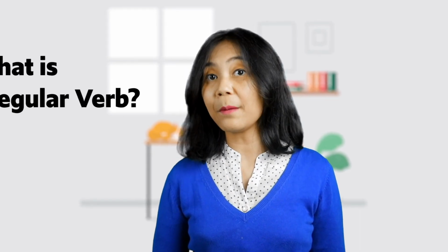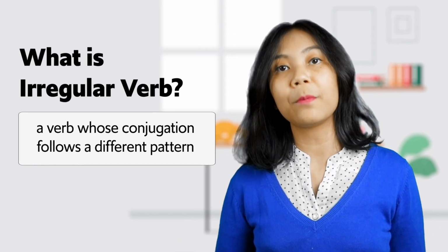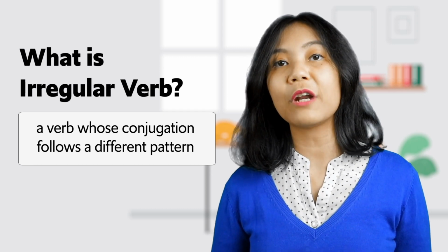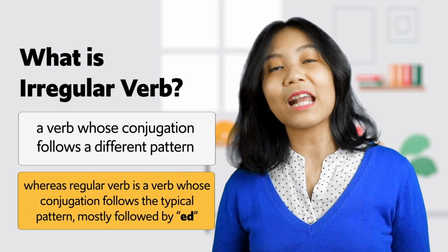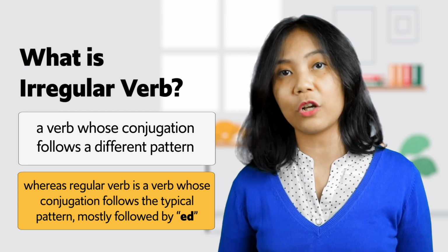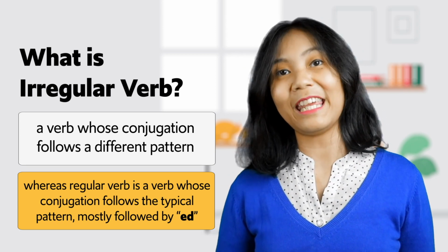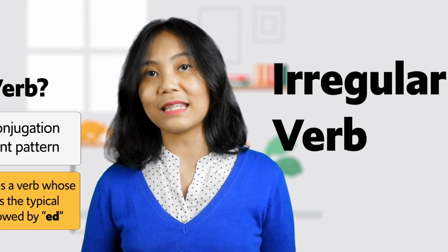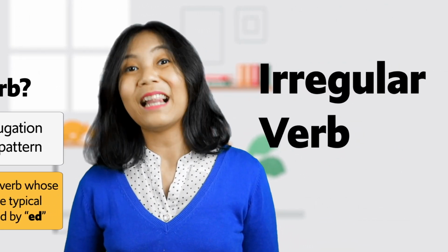What is an irregular verb? An irregular verb is a verb whose conjugations follow a different pattern, whereas a regular verb is a verb whose conjugations follow a typical pattern, mostly ending in -ed. But now our focus lesson is irregular verbs. Let's get started! As we know, there are no rules to decide whether it is a regular or irregular verb. All you have to do is memorize it.